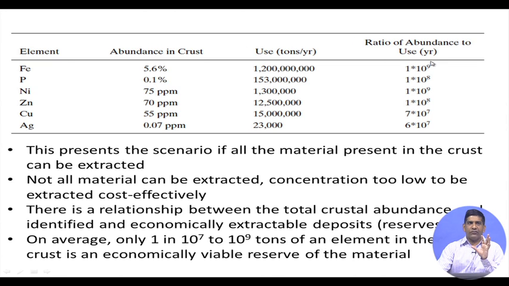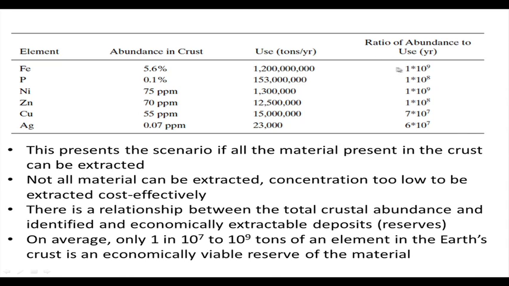So all the material can be extracted, which is not always true, because the concentration becomes too low later on in some of those mining areas, and then they become too costly to extract. But there is a relationship between the total crust abundance and economically extractable deposits. So this is the totally extractable deposit, how many years it will go. But there is also a term for the economically extractable deposits, which we call reserves. So on average, only 1 in 10 to the power of 7 to 10 to the power of 9 tons of an element is an economically viable reserve of that material.